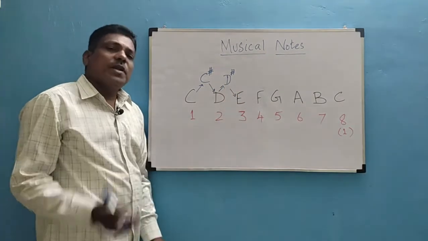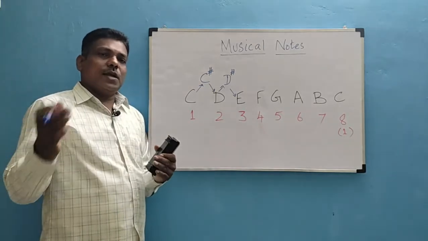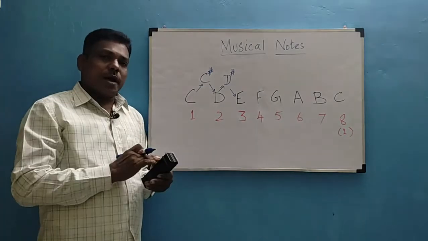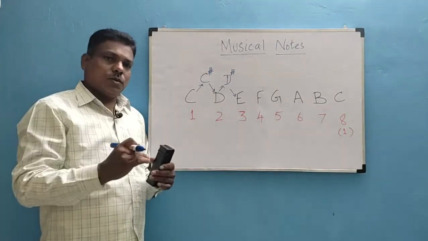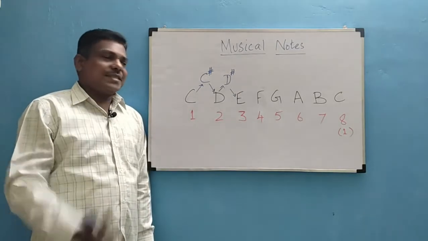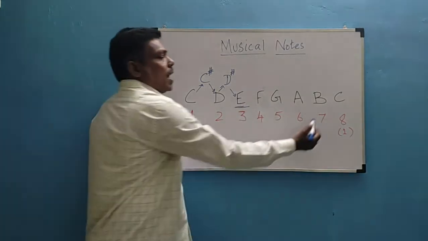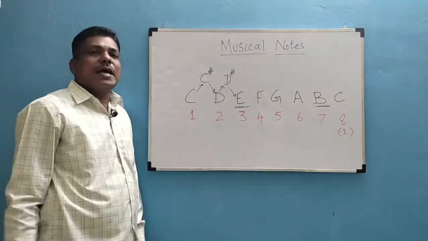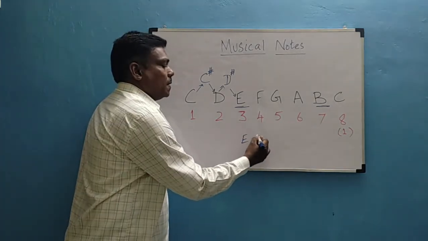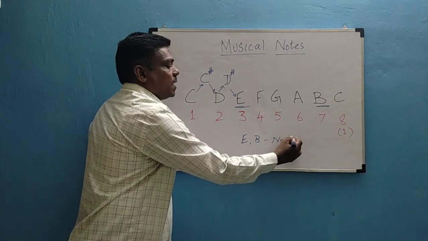You can think like between 1 and 2, you have 1.5. Between 2 and 3, there is 2.5, no? So in that way, 1, 1.5, 2, 2.5, 3, like that it goes. But there are two exceptions. Mainly E and B. E and B don't have sharps. No sharps.